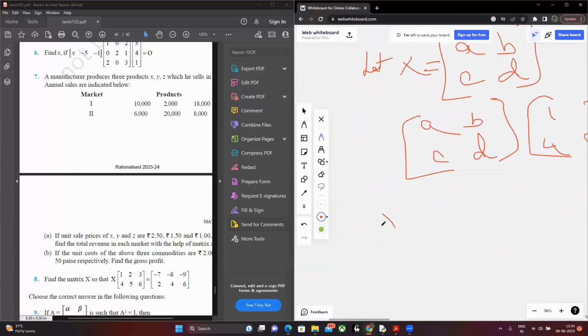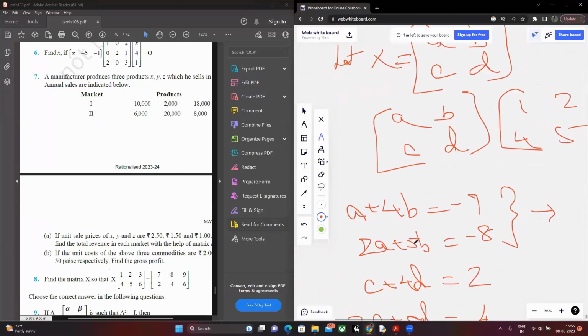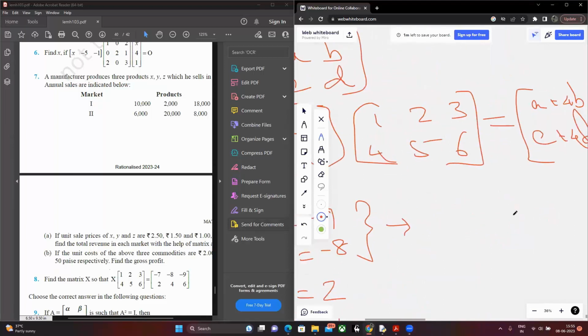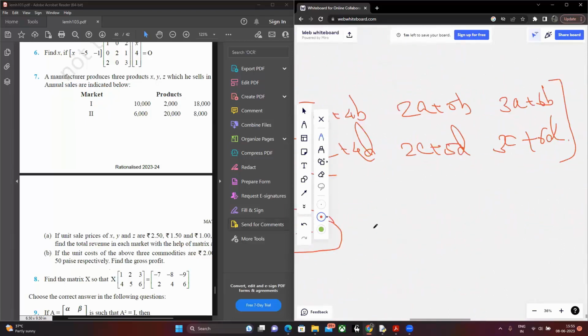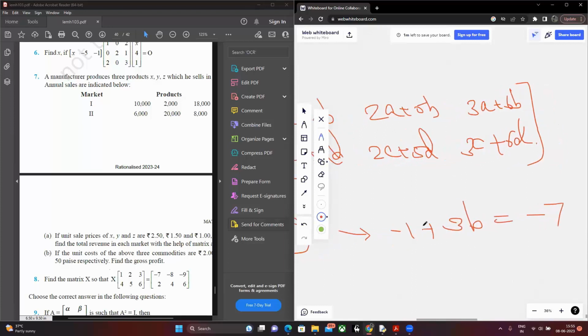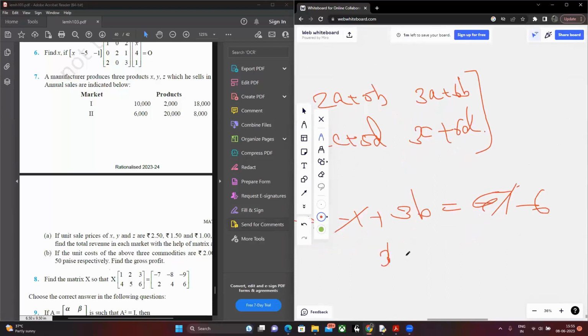So we write the equations. A plus 4B is going to be equal to minus 7. 2A plus 5B is going to be equal to minus 8. Then C plus 4D is going to be equal to 2. 2C plus 5D is going to be equal to 4. From this, doing the second equation minus the first equation, we get A plus B is equal to minus 1. Plugging this value over here, we get minus 1 plus 3B is equal to minus 7, or 3B is equal to minus 6. So therefore, B is minus 2.